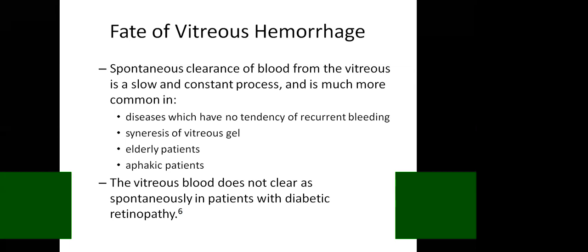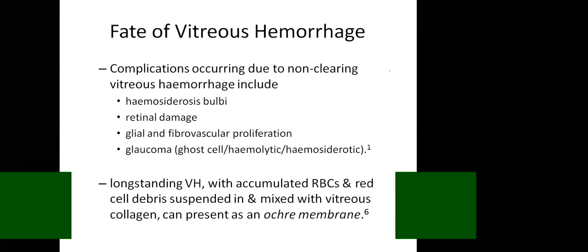Another reason that the vitreous hemorrhage may clear quickly is syneresis of the vitreous gel, like in high myopes who have early syneresis, and in elderly patients who tend also to have vitreous syneresis, and in aphakic patients. However, it does not clear quickly in diabetic patients. So it's important to just keep that in mind. It tends to clear more slowly in patients with diabetic retinopathy, both because of the nature of the disease and because of rebleeds from the new vessels.